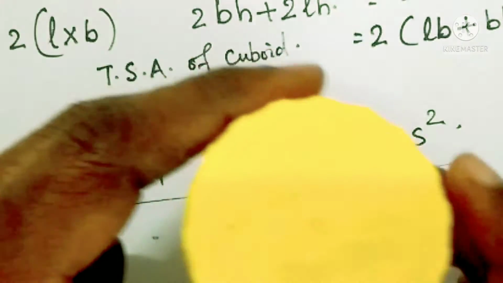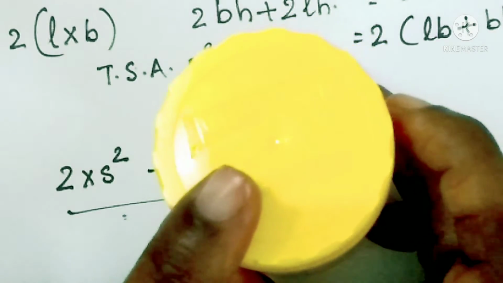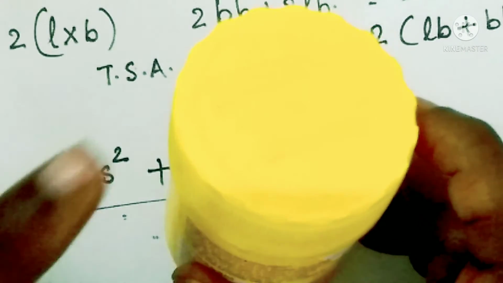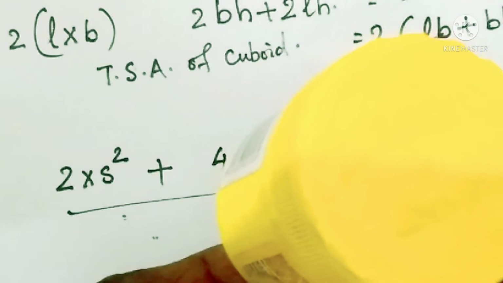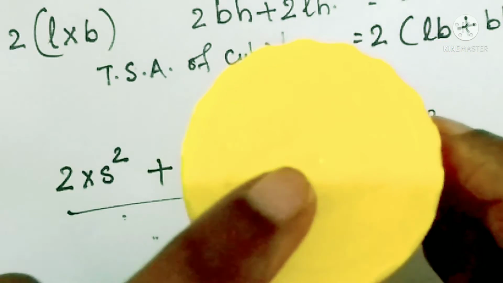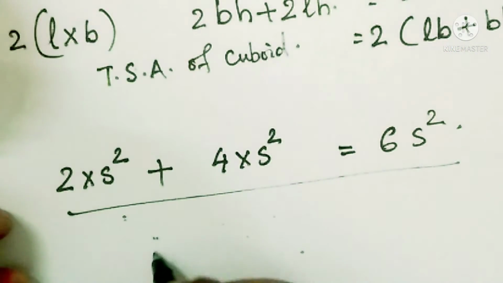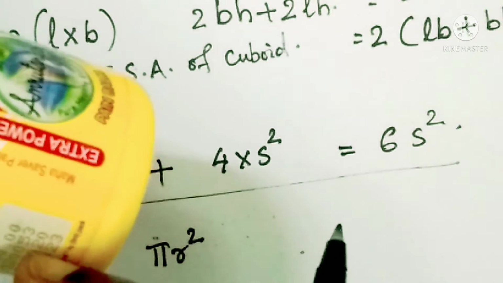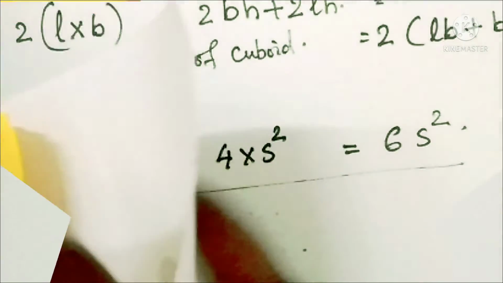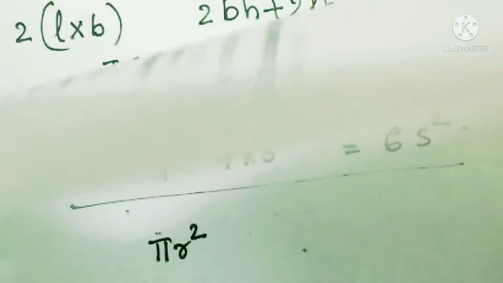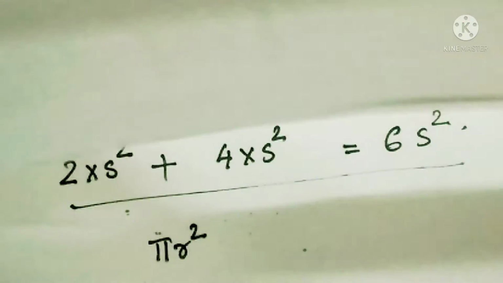Now if you take this particular cylinder, you see the cylinder has one circle here and one circle here. The area of the circle, you know, is pi r square. Now how to find the curved surface area? For that we will take one piece of paper and see. I have taken a piece of paper. It is in rectangular shape.